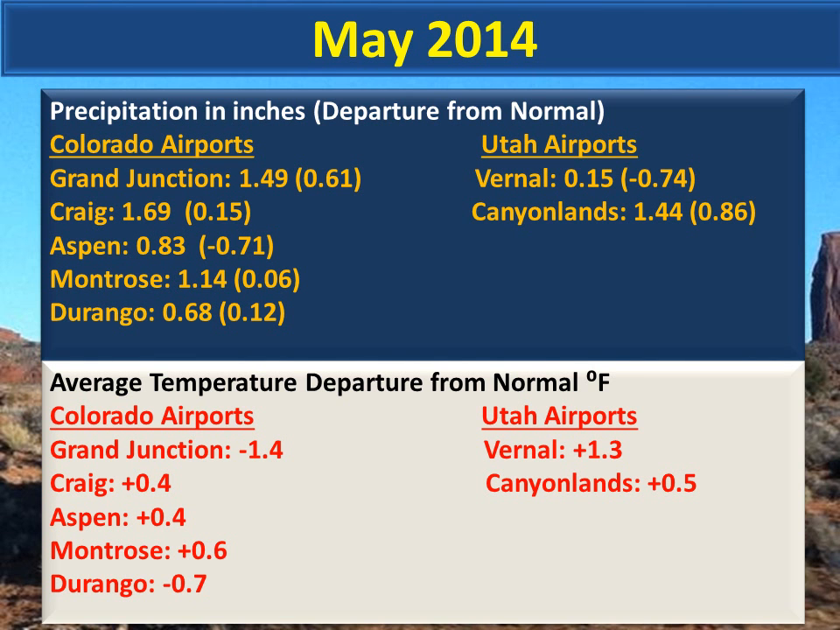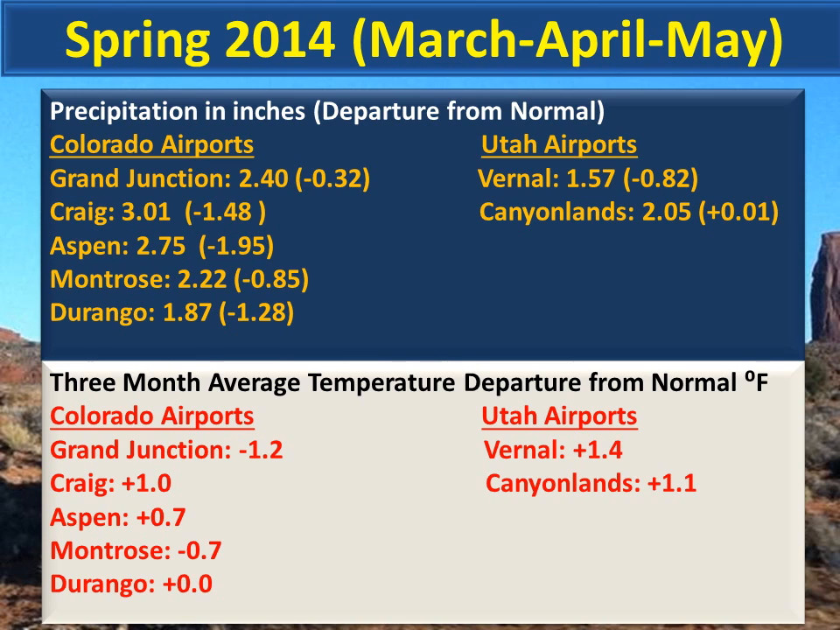Here is a monthly summary of precipitation and temperature values for the month of May for area airports. In the top portion of this slide, you can see precipitation values for area airports with departure from normal values in parentheses. Most airports reported above normal precipitation except Aspen and Vernal. The bottom portion of the slide shows that May temperatures were generally warmer than normal except at Grand Junction and Durango.